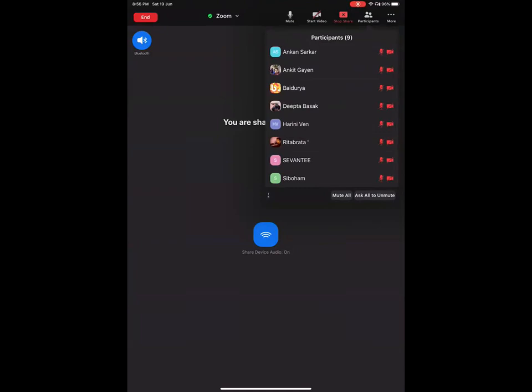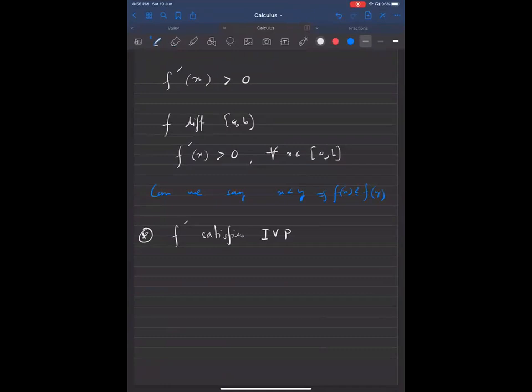Anyone? What do you mean by an intermediate value property of function or intermediate value theorem? You of course know intermediate value theorem. So what is it? Sir, if k is any value between f dash a and f dash b, then there exists a c belonging to open interval (a, b) such that f dash of c is equal to k. This is the IVT for it.